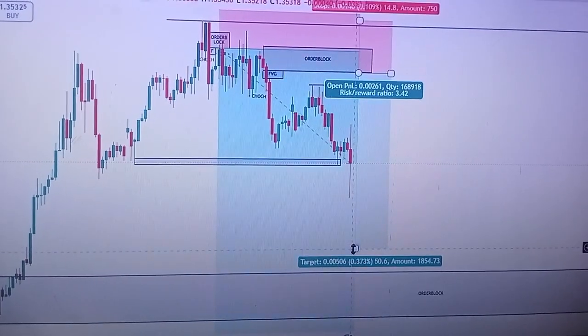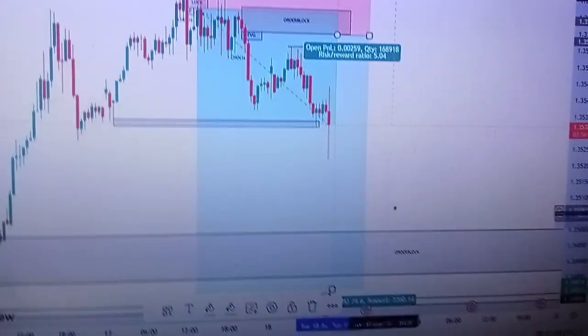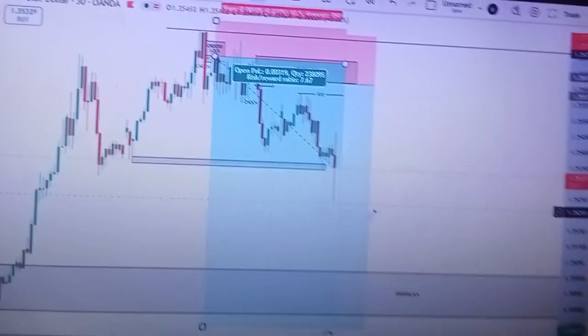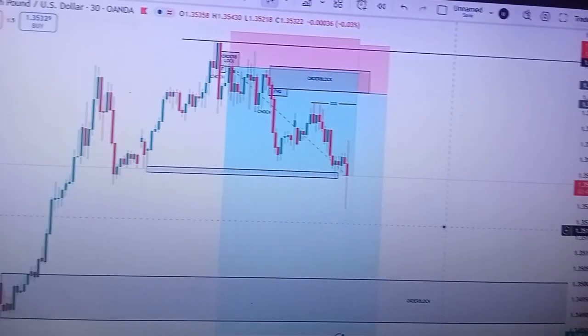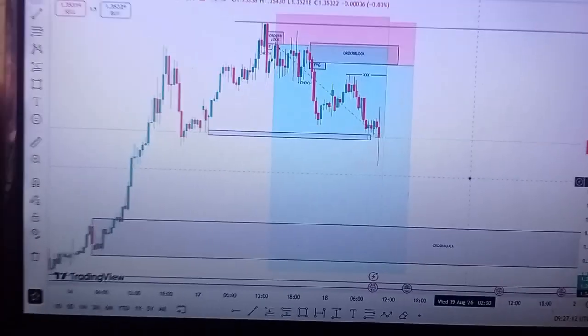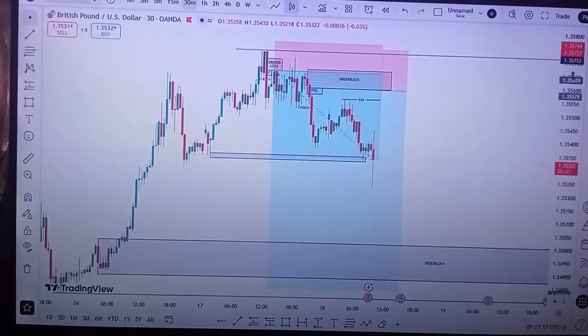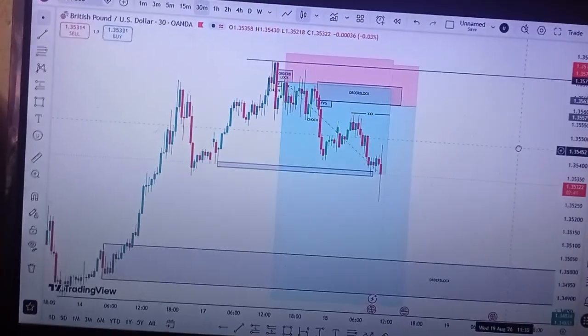My TP is gonna be like the original TP right here. So that's a 1 to 5 and this is a 1 to 7. So that will be all 1 to 12 risk to reward ratio if we win it. So yeah, this is the update for now, and I'll see you guys in a minute.